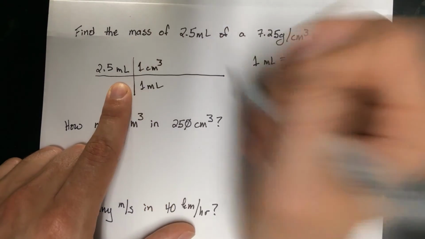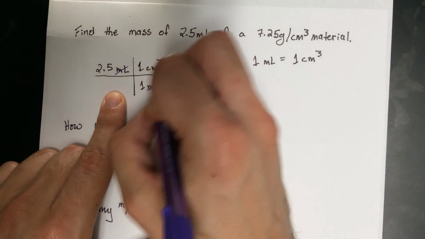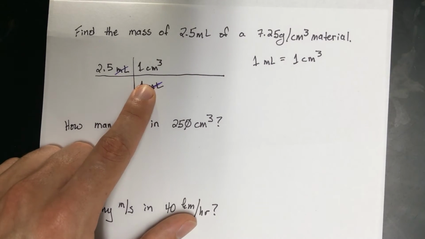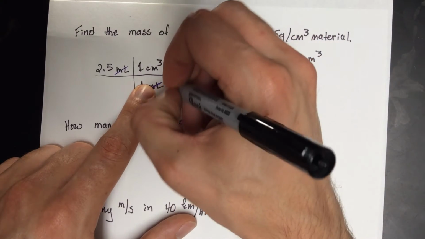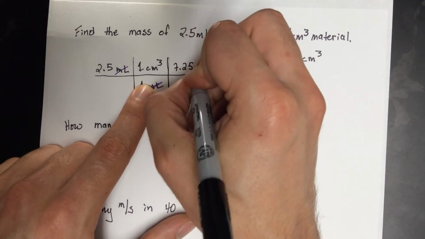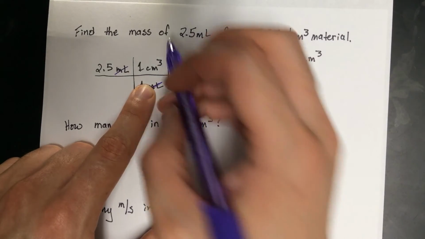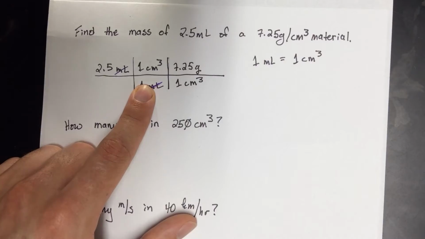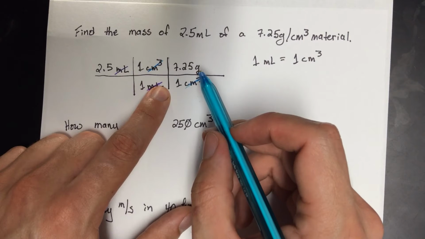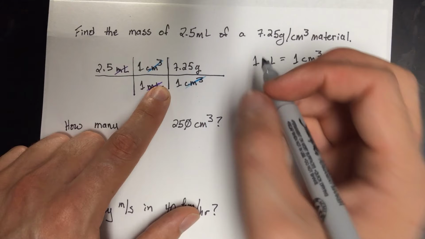I can put that ratio into my railroad tracks by saying that 1 milliliter is equal to 1 centimeter cubed. And I have flipped the ratio specifically so that milliliters will cancel, because I already had milliliters in the numerator. Now it's in both the numerator and the denominator, so it will cancel out. Now I have centimeters cubed, and I can plug in my density ratio, 7.25 grams for every 1 centimeter cubed. Again, notice I arranged my ratio so that the units that I'm not interested in will cancel, in this case centimeters cubed. This leaves me with grams. Since grams are the only unit that haven't canceled, they're going to be the unit of my answer.